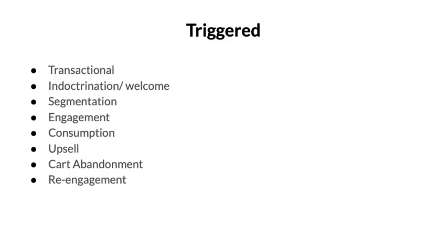Now, triggered, there's a number of different kinds here. Transactional ones, so this is stuff like lead magnet delivery, like I just mentioned. Referral requests, this could be something that goes out straight after somebody's just had a good experience, they straight away get a referral request. Purchase receipt, you've just bought something, you get the receipt for it. That kind of thing is transactional emails.